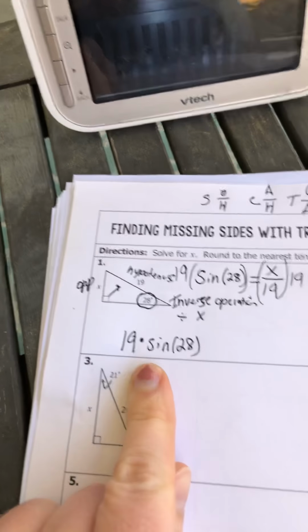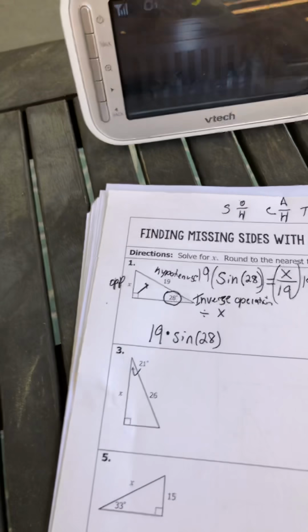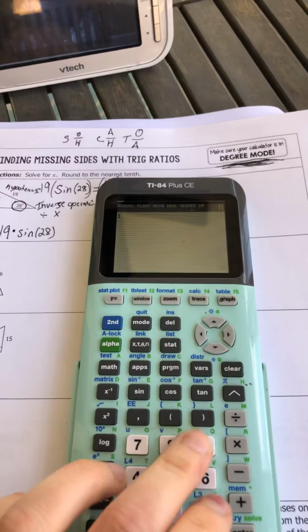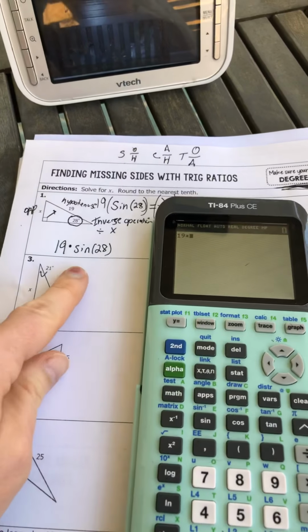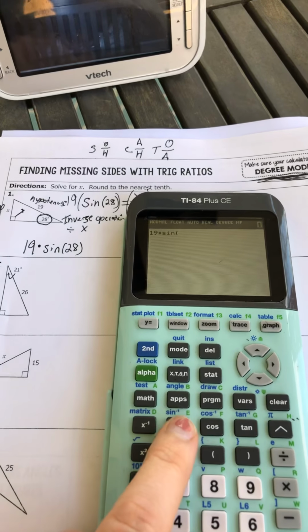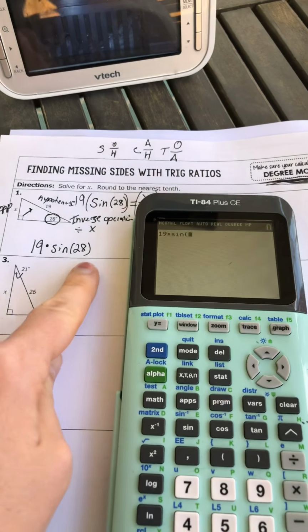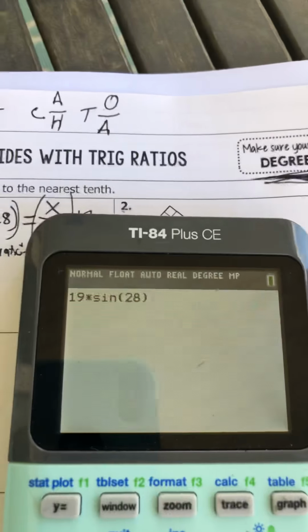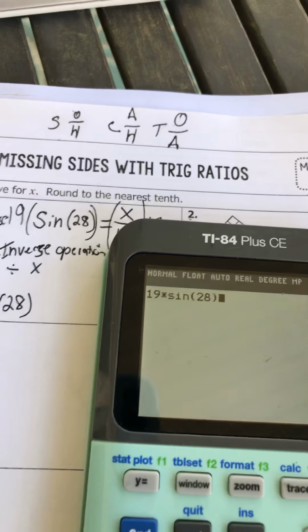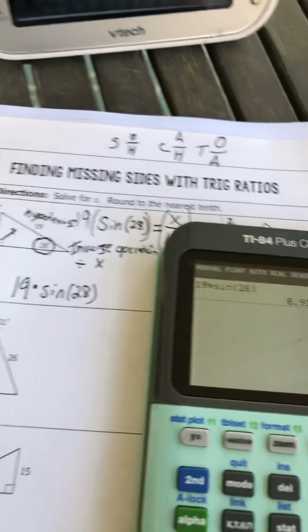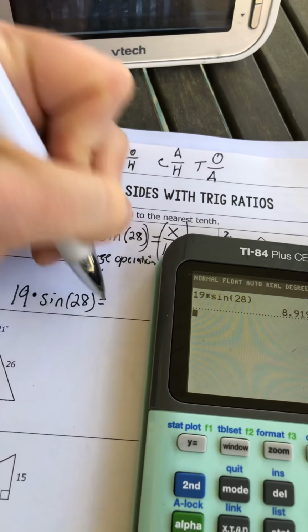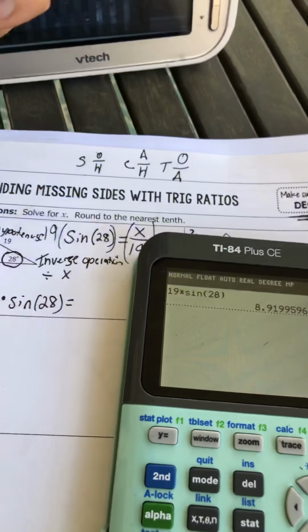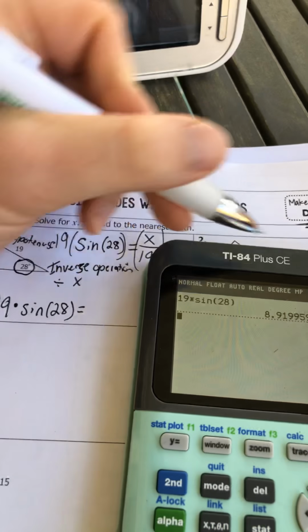And this whole thing is what I'm going to type into my calculators. I mean, you'll only do one, but I'll show you in both. So I type in my 19 times sine. Sine has its own button, it's right here. And notice there's a parenthesis, so we'll type in our 28 degrees and close parenthesis. So that's exactly what I type in the calculator. I hit enter, and it's going to give me what x equals. All right, and I like to round to the hundreds place, okay? I know it says round to the 10th, but I'm a big fan of hundredths.